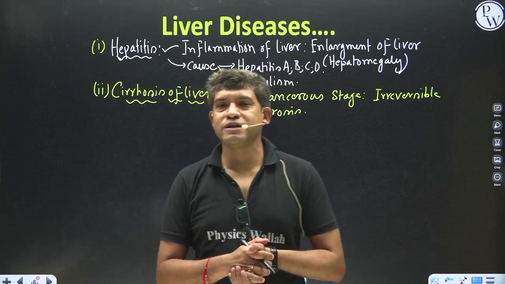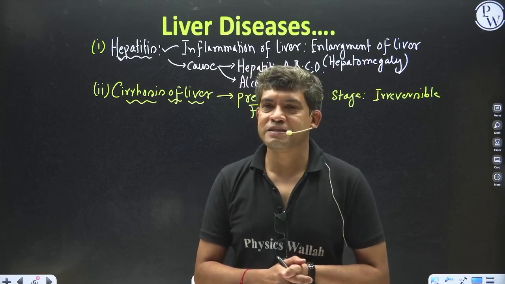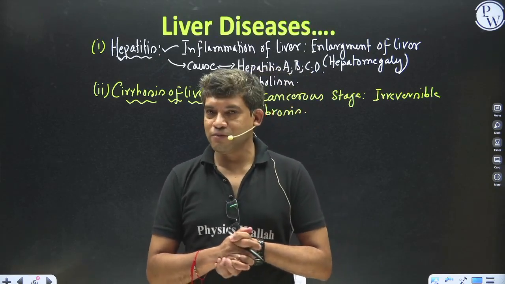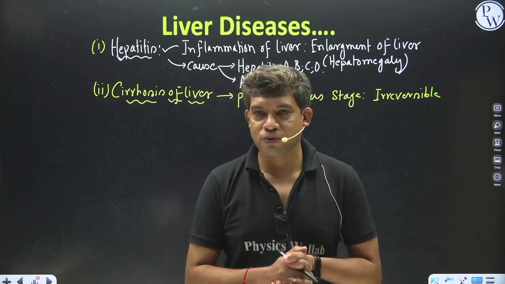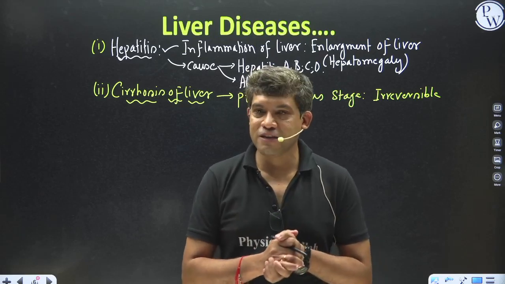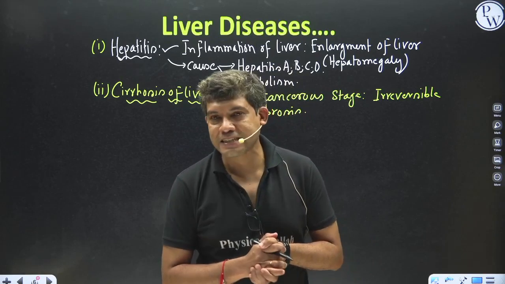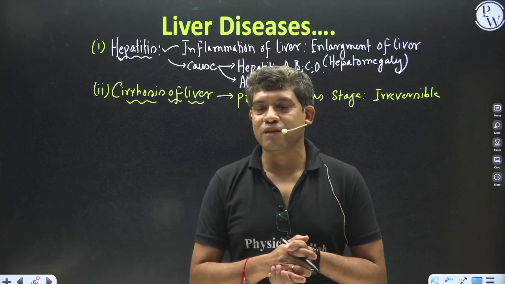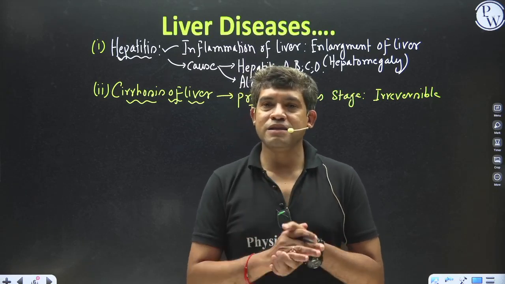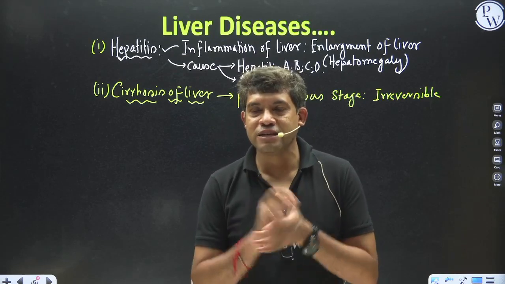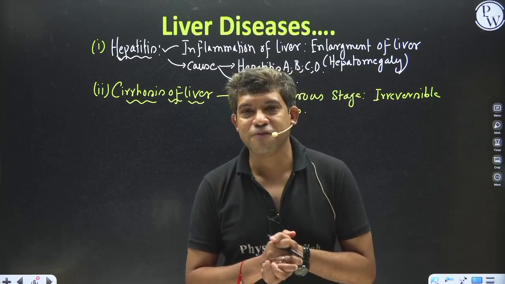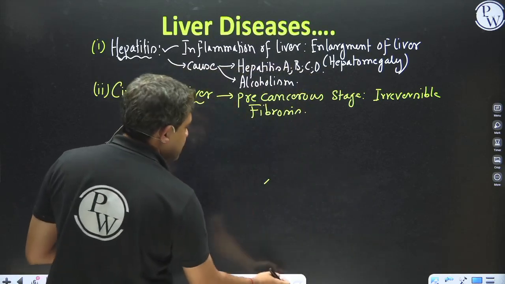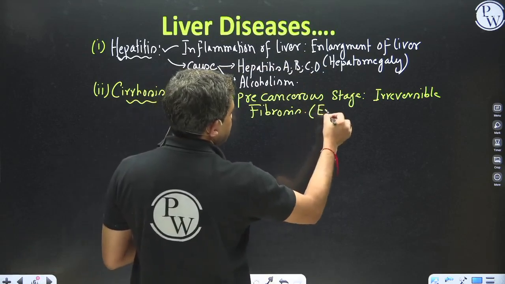But if you are suffering from hepatitis B, hepatitis C, hepatitis D, etc., and if someone is taking alcohol too much, automatically what will happen? The cells will get destroyed, and there will be irreversible damage of the liver cells, and this damage cannot be compensated, and ultimately this will land up in fibrosis. What does it mean? It is an extensive fibrous condition. That means these cells will be replaced by fibrous tissues. So this is also a precancerous stage, and there will be irreversible and extensive fibrosis.